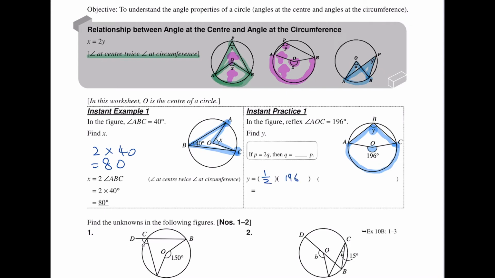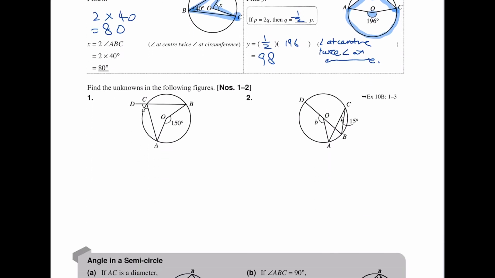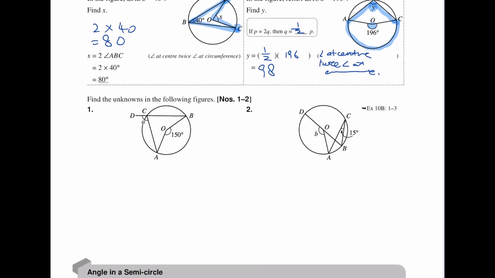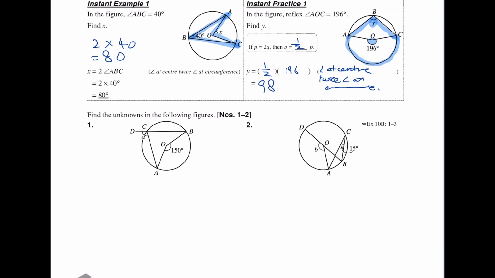Can you click that? You should be able to get 98. And the reason is angle at center twice angle at circumference. My spelling is very bad, that's why I'm not writing it. Just write half of the P because this one is half of it, this one is double of it, like that. And then let's do some of the questions and then we can move to the next property.